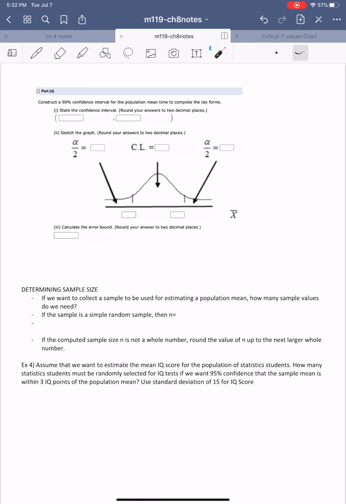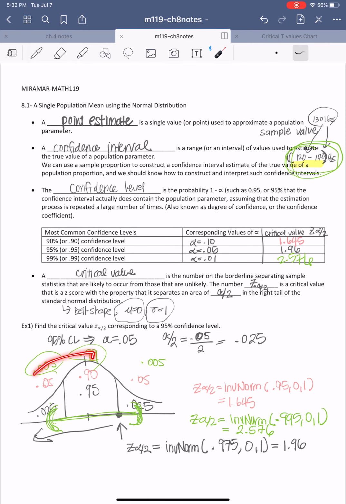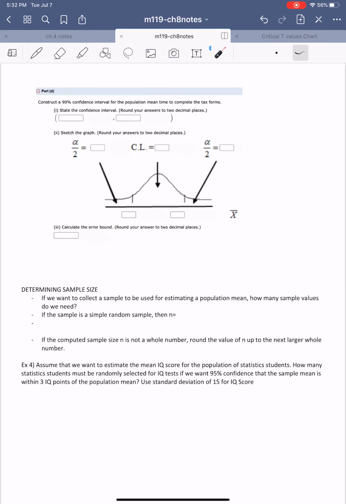So they give you this graph to help you visualize. This part D is a combination of calculating the critical value and also finding this range number. Okay, so let's start filling out. We know we construct a 90% confidence interval. Okay, there's my confidence interval.